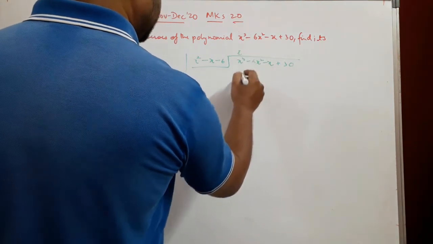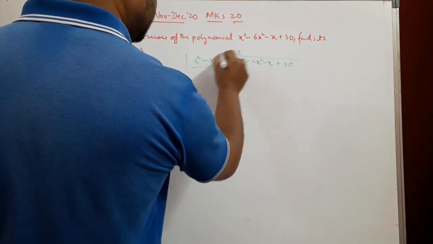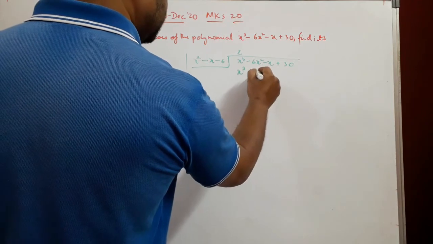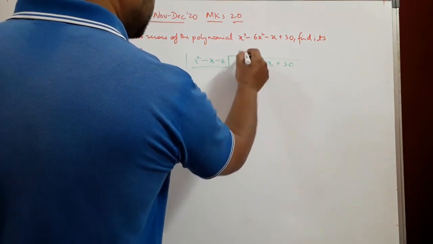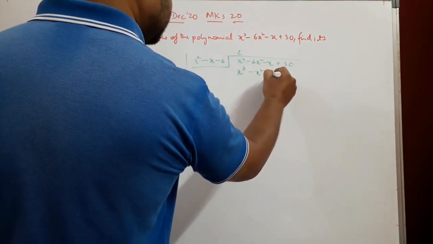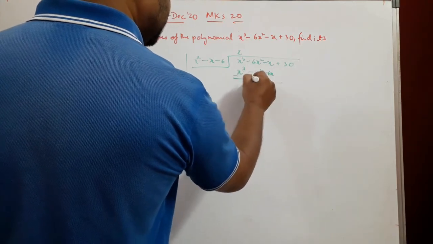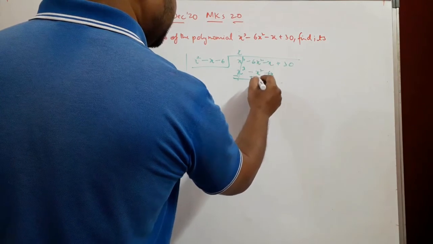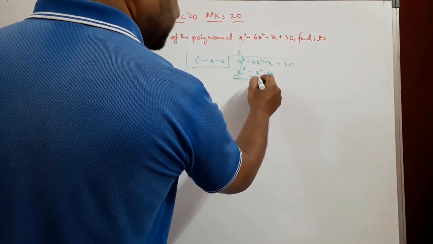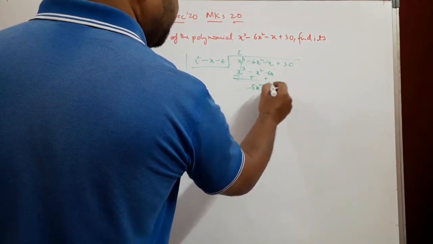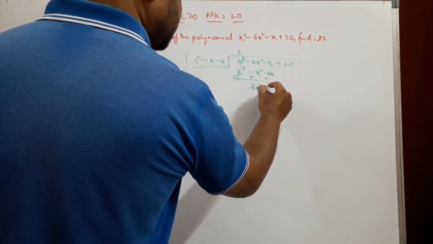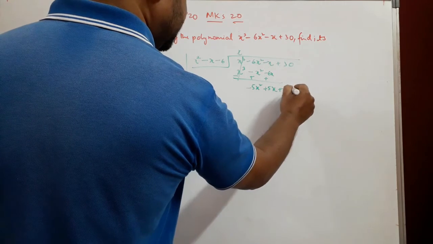So put an x over here, this will be x cube minus x into x will give us minus x square, minus 6 into x will give us minus 6x. We change the signs throughout. x cube cancels, minus 6x square plus x square gives us minus 5x square, minus x plus 6x will give us plus 5x. We bring this 30 down.